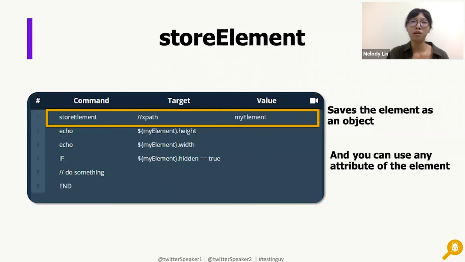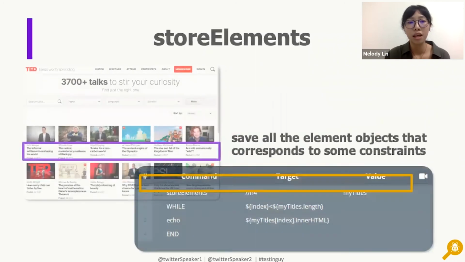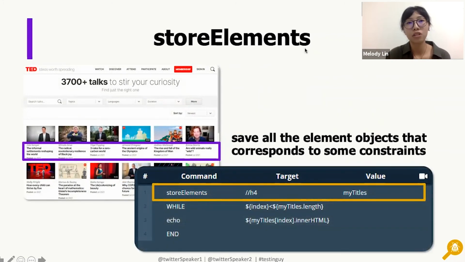And there is also a variation to this command called store elements with a plural. This command can store all of the elements on the website that correspond to a locator. Like in this example, I store all of the H4 titles as my titles, and this command will store every H4 title shown here as an array.